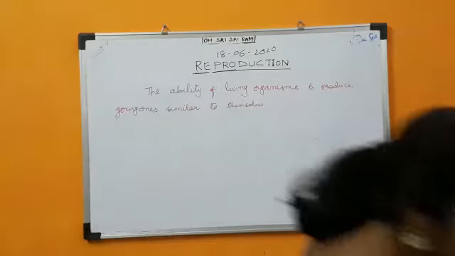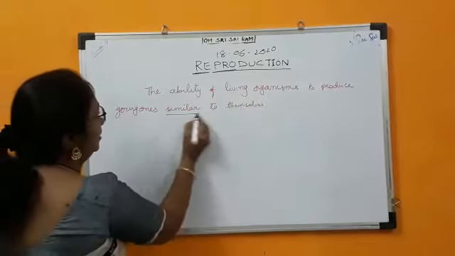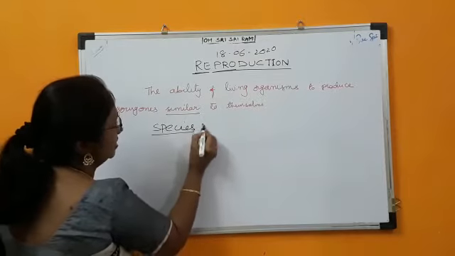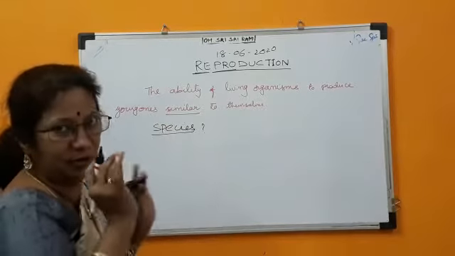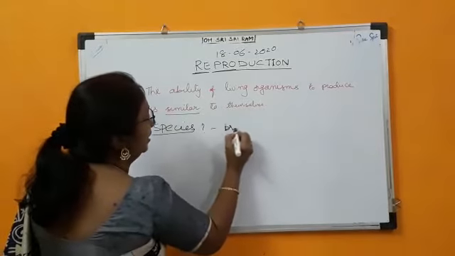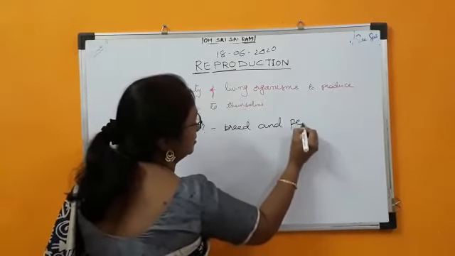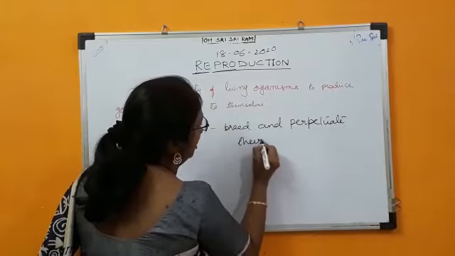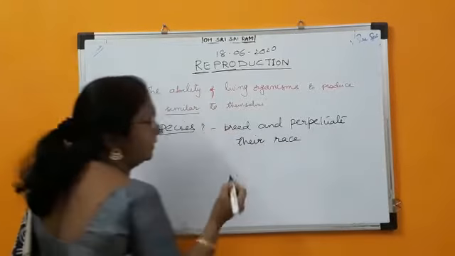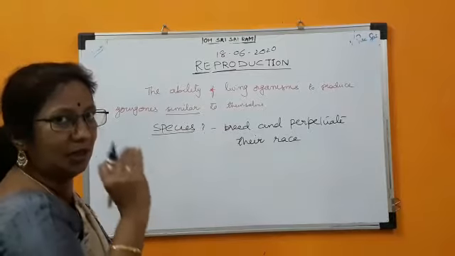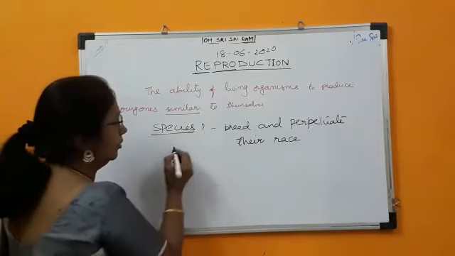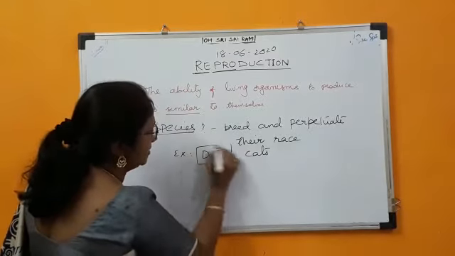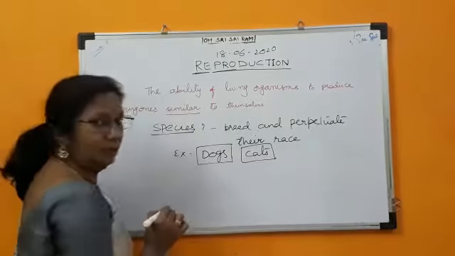Here, what is the point? Similar. What is similar? Their own kind. So here we have to talk about species. What is species? Species are a group of organisms which are able to breed and perpetuate their race. Perpetuate their race means the organisms having the ability to reproduce among themselves come under one species. For example, dogs, cats. All the dogs come under one species and cats come under one species.